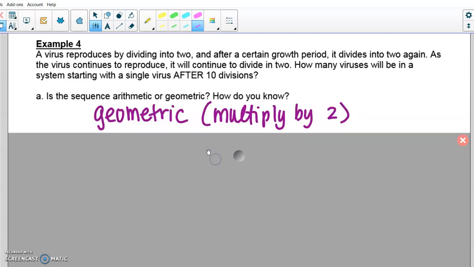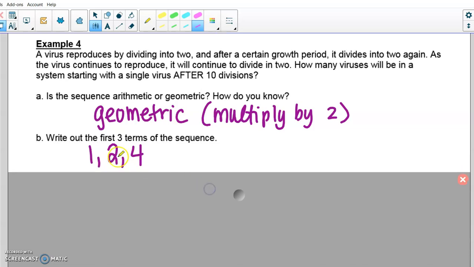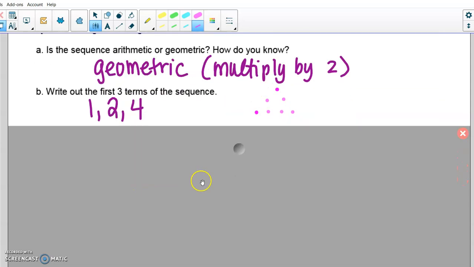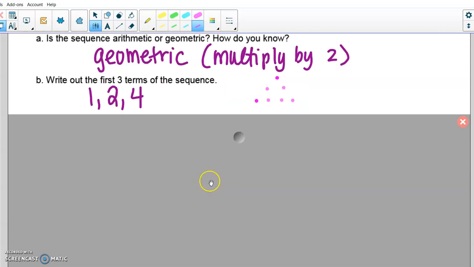First thing it's asking is: is the sequence arithmetic or geometric? It's going to be geometric because it's being multiplied by 2. It says to write out the first 3 terms. So it's going to start with your one single strand of this virus, and then it splits into 2. So we first would have 1, then it divides into 2, so we have 2. Then each of these will divide into 2, and we'd have 4. So our first 3 terms would be 1, 2, 4.